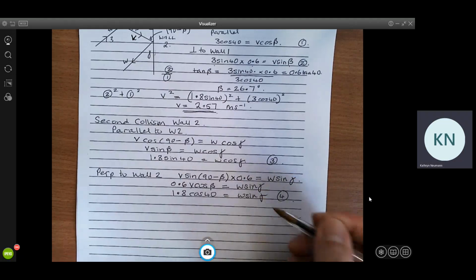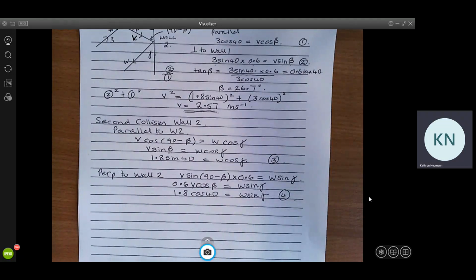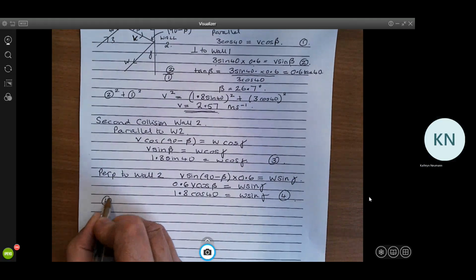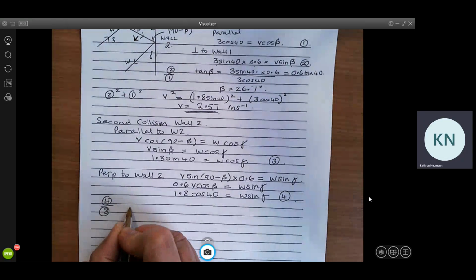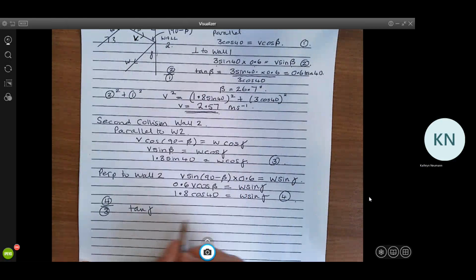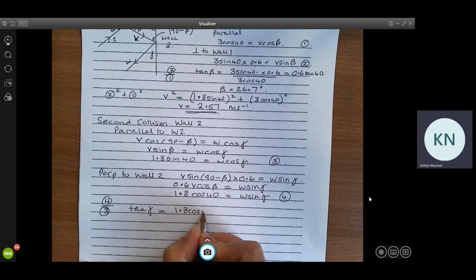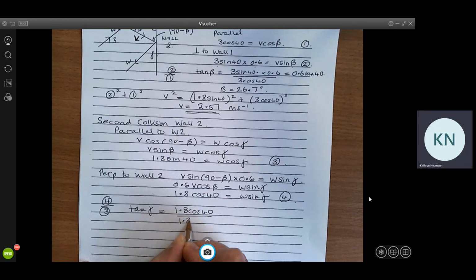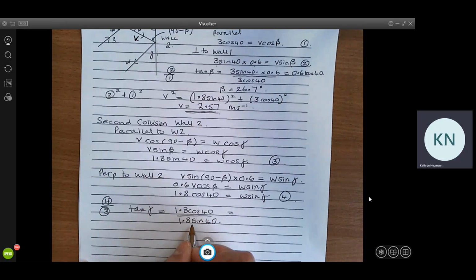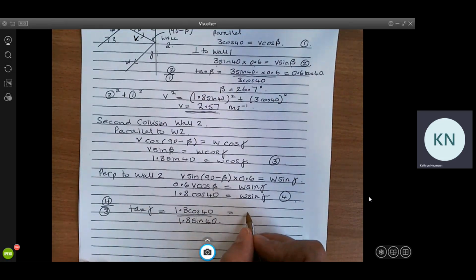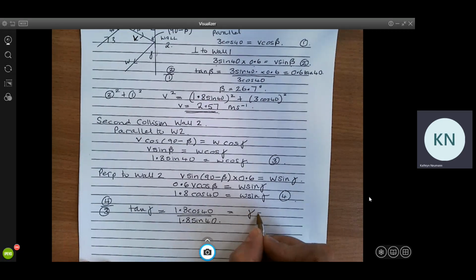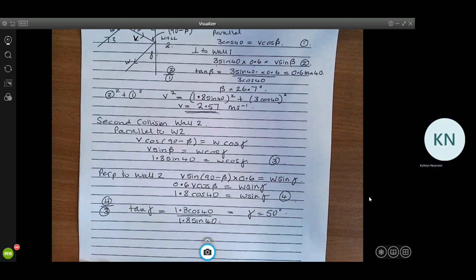So I've got equation 3 and equation 4, and then I'm going to divide those in the usual way. So we're going to do equation 4 divided by equation 3, gives me tan of gamma is equal to, now you need to be a bit careful here, 1.8 cos 40 over 1.8 sine 40. So now this is actually cot of 40. So when we work this all through, you will get that gamma is equal to 50 degrees.